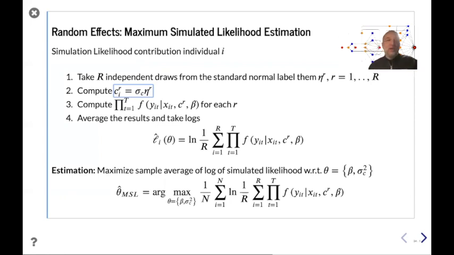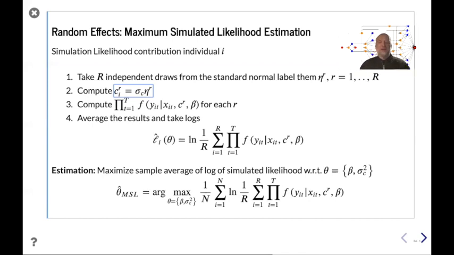Now all we've done is take the integral that appeared here and replace it with a sample average, a sample sum. So we're taking the mean and replacing it with an average. You can do that as well, and this is very powerful.